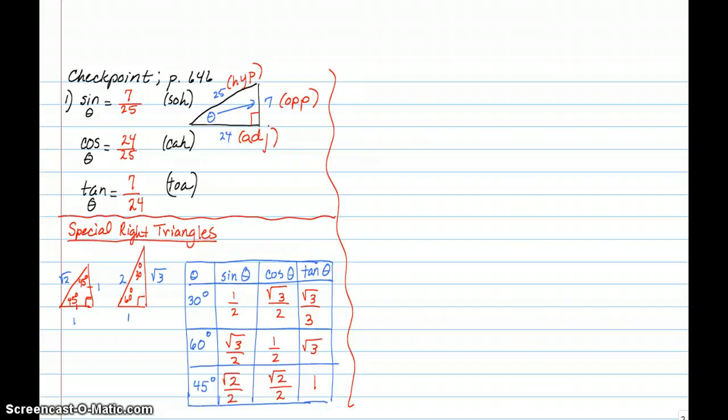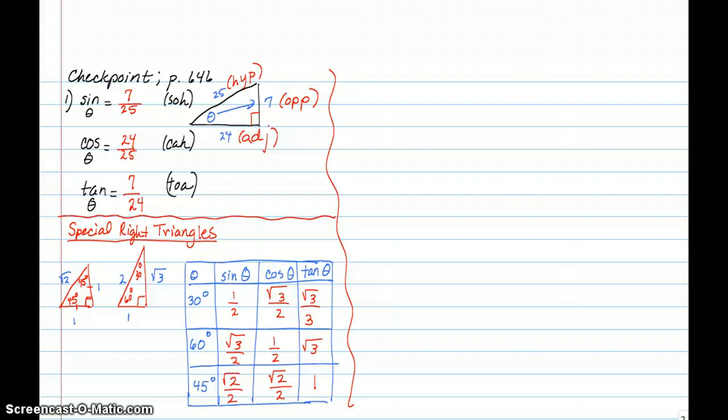Okay, we have this triangle in number 1. And it's got a hypotenuse of 25. It's got an opposite side of 7. 7 is directly across from theta. If theta were an eye, you would be looking at the 7. And then the 24 is what's left, and that's adjacent. So for sine, SOH, sine equals opposite over hypotenuse, 7 over 25. It can't be simplified any further. For cosine, CAH, cosine equals adjacent over hypotenuse, 24 over 25. Can't be simplified. And TOA, tangent theta equals 7, which is the opposite, over the adjacent 24, which cannot be simplified.